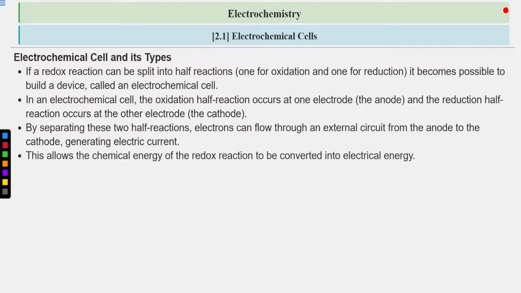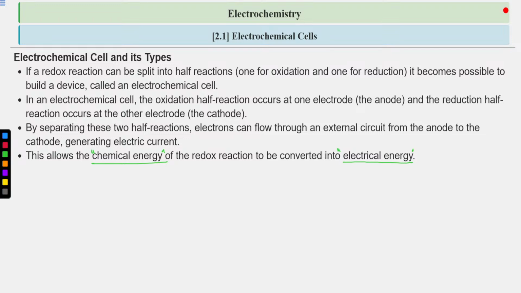Now this allows the chemical energy of the redox reaction to be converted into the electrical energy. As I said, here in the redox reaction, reactions mean something chemically is going on, right? So in the electrochemical cell, we utilize the chemical energy and convert it into electrical energy for further uses.